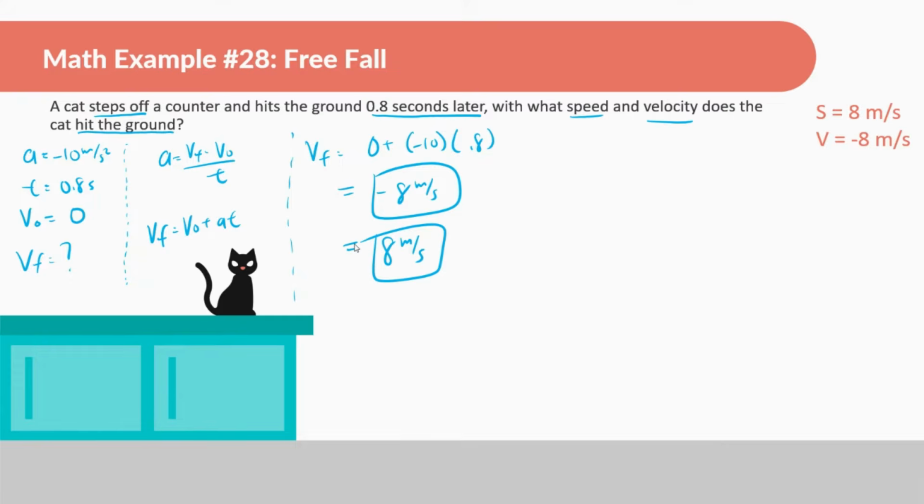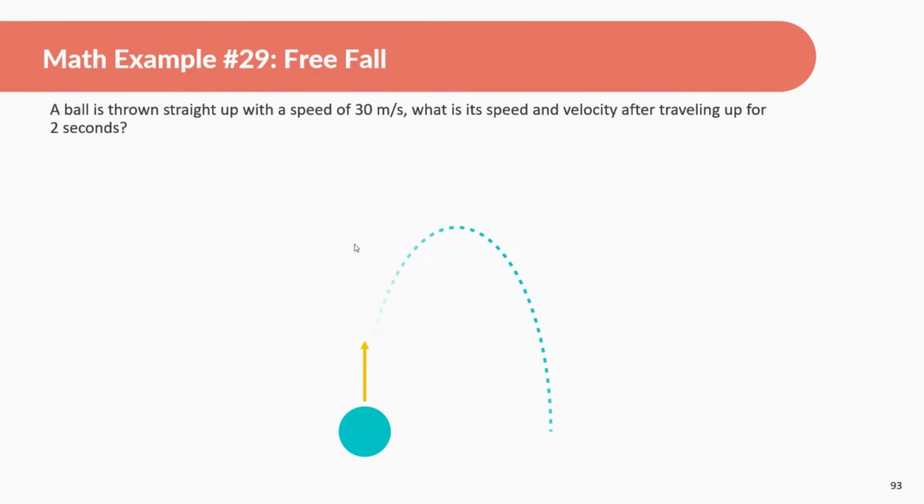All right, let's move on. A ball is thrown straight up with a speed of 30 meters per second. What is its speed and velocity after traveling up for 2 seconds?